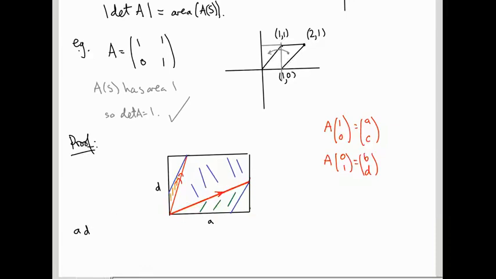So what's missing? There are these two grey triangles. So in other words, the area of the rectangle AD minus the grey area is the area of the parallelogram, which is AS. So we just need to check that the grey area is BC. That'll tell us that it's the determinant.